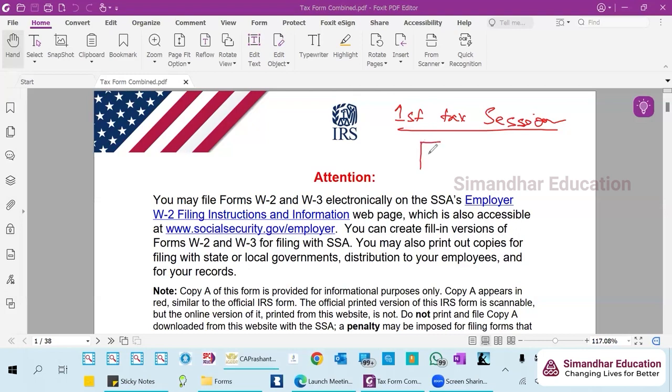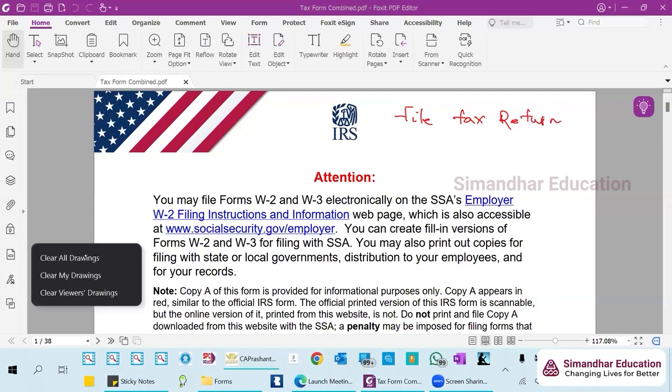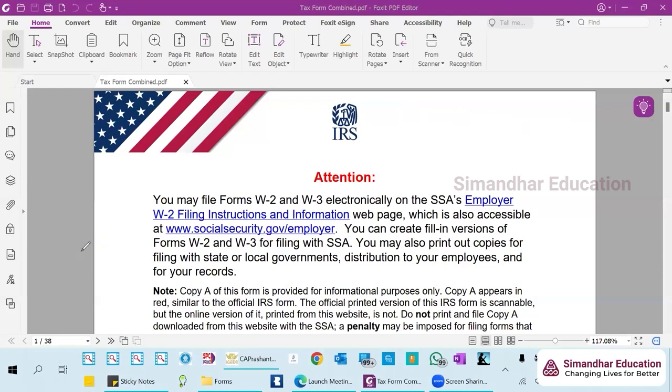today it would all be looking at the forms. Now, what are these forms? These forms are the ones which are used to file tax return. Okay. Even before that, let me tell you where we are going.